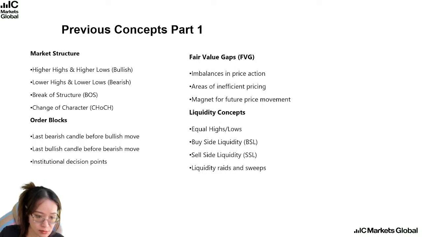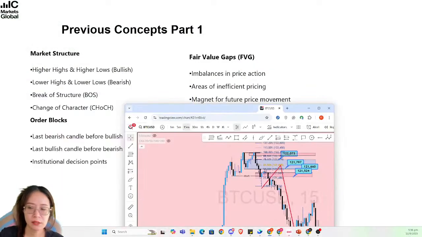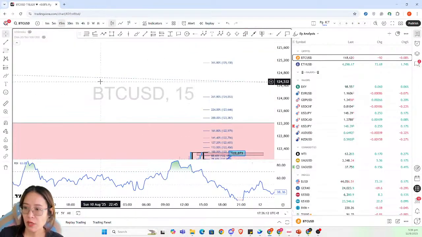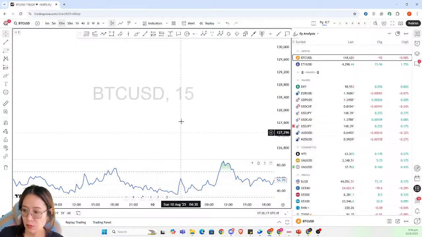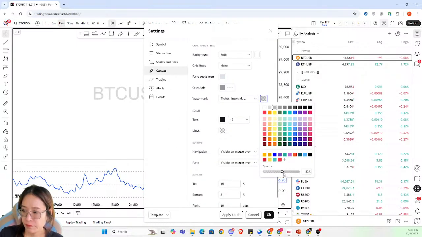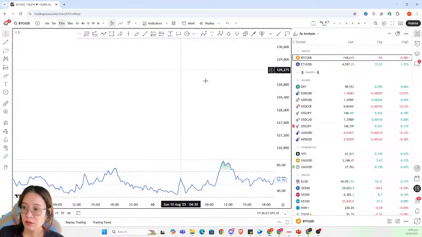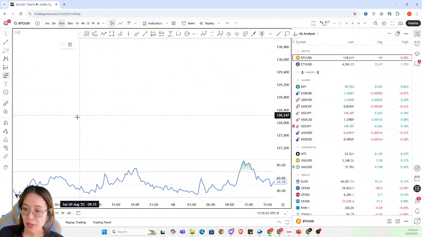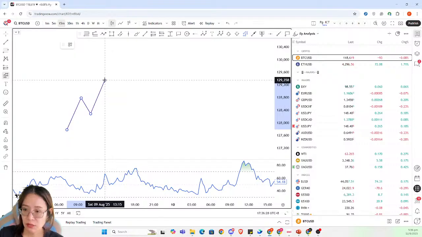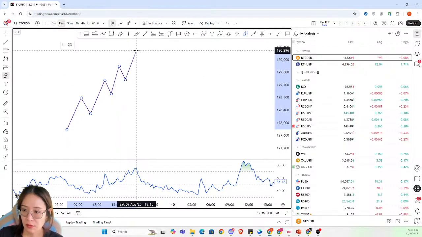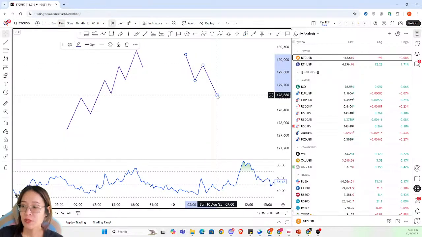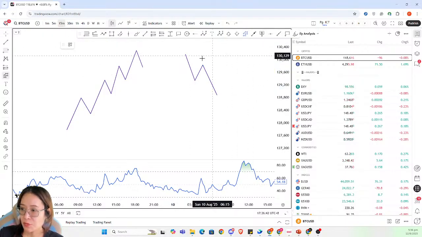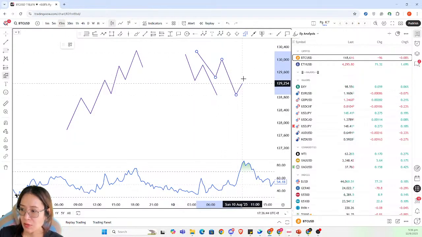Just ignore whatever I did here first. I'll remove this one first. First of all, you need to know how to identify the market structure. In an uptrend, price makes higher high, higher low, higher high, higher low. In the downtrend, price makes lower low, lower high, lower low, lower high.